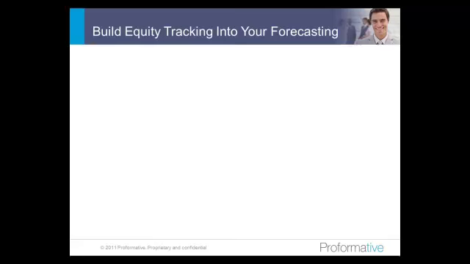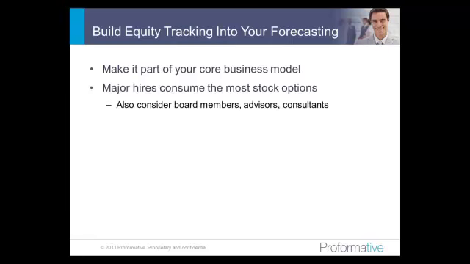Build equity tracking into your forecasting. This is very simple to do. Make it part of your core business model. Now, if you have business models in Excel, all you have to do is add a column that is equity shares for each expected new employee that you're going to be hiring. And presuming your forecast tracks employees one at a time, or groups new hires, you can very easily add the math for how many shares you'll be providing to each employee as you hire them.